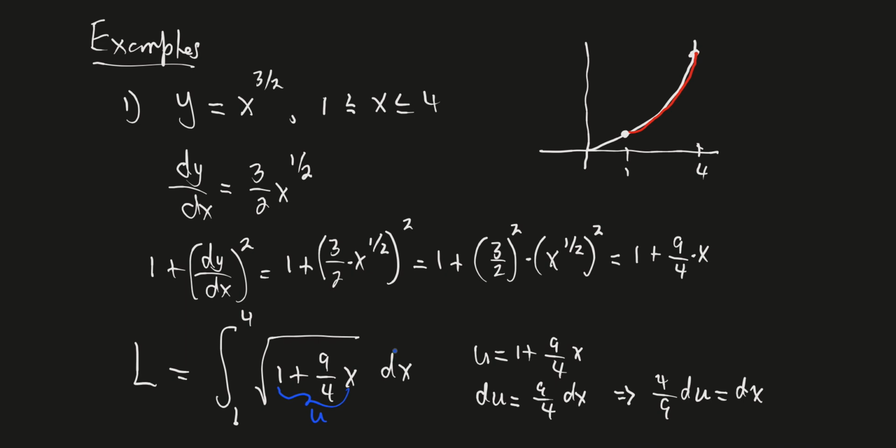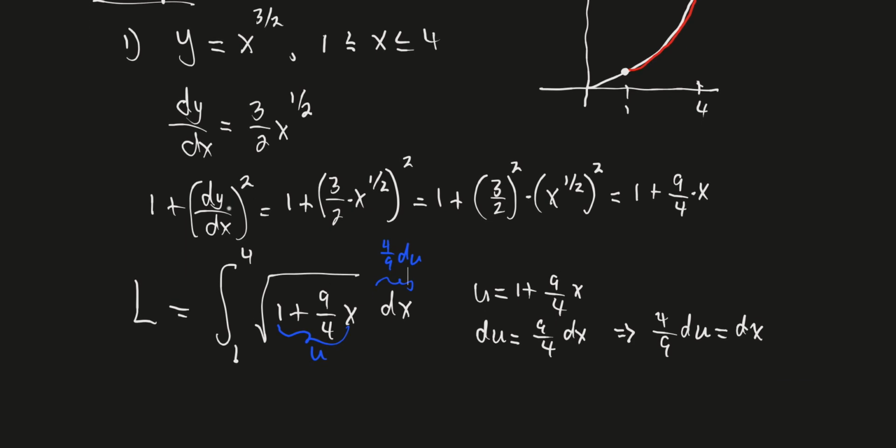Multiplying the square root, the dx, we have 4/9 du. But again, I can't just switch these two things. I have to switch my limits. With every definite integral, if I change one part of it, I have to adjust the other parts of it.